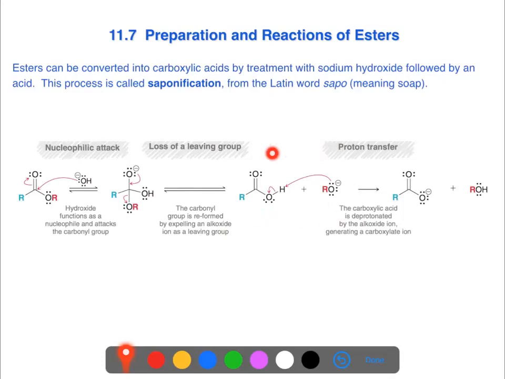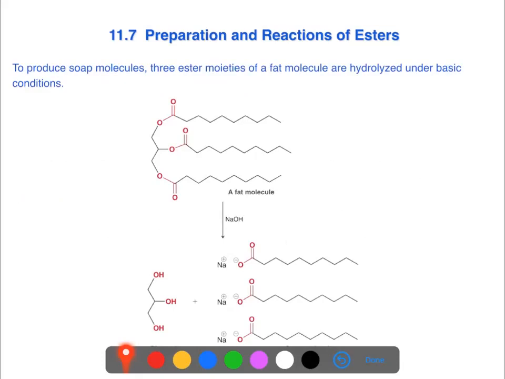So this reaction helps to ensure that we get overall completion and formation of the carboxylate ion. Now the second step of this reaction is conversion of the carboxylate to the carboxylic acid. And so a dilute acid is introduced to protonate the carboxylate to form that particular carboxylic acid. Now, as I mentioned, this is the main process for producing soap.